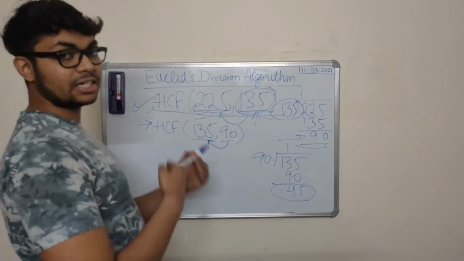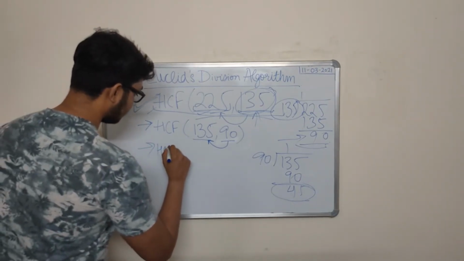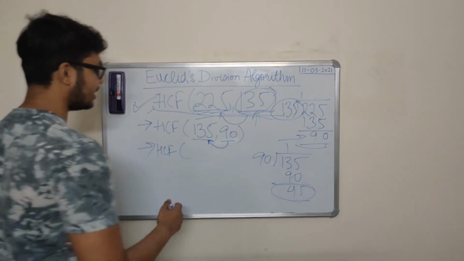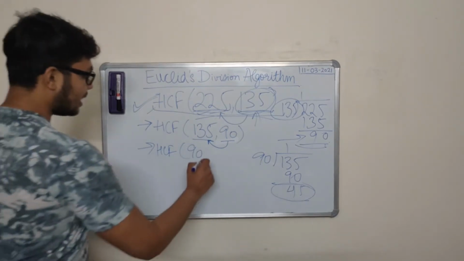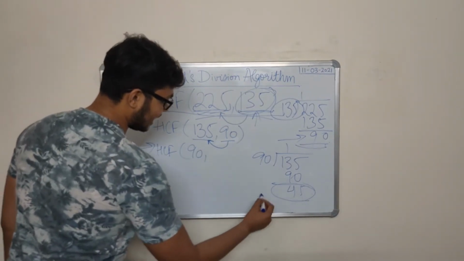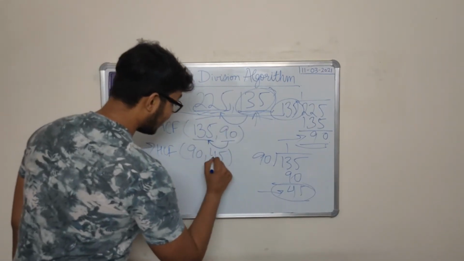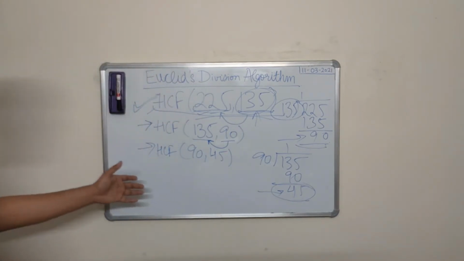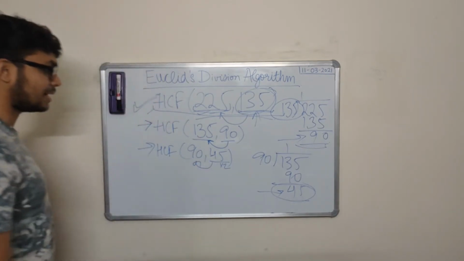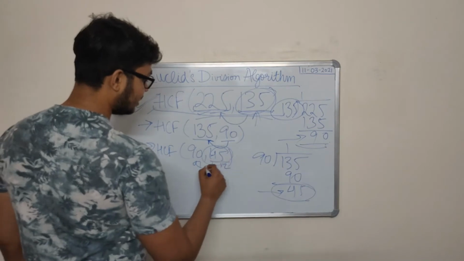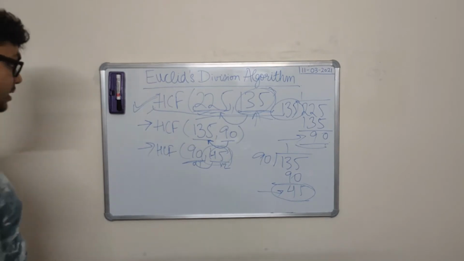we are having a recursion here. We are recurring our steps here. So now I will take this 90 over here, and the new number which I received is the remainder from dividing these two numbers, which is 45. And now here we can clearly see 45 times 2 is 90, correct? Which means 45 is a common factor for 90.